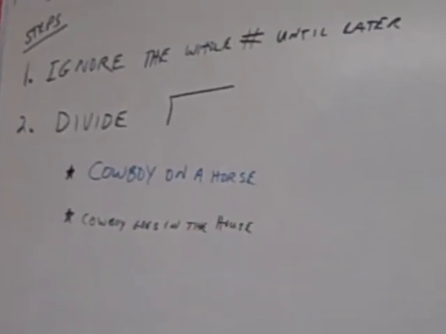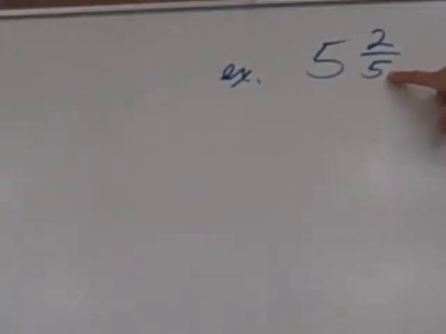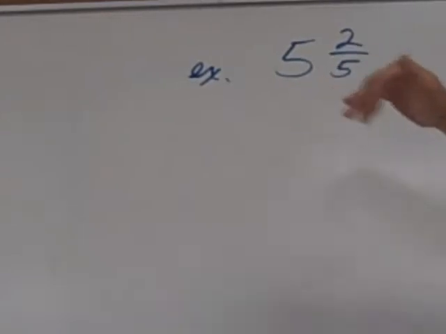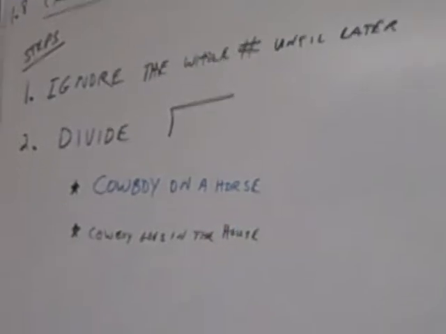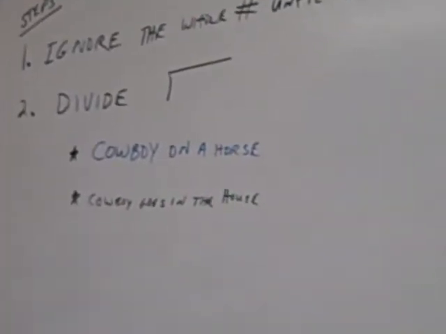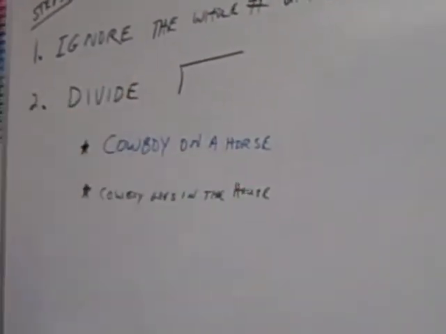The top number, the numerator, is the cowboy riding the horse, where the frac bar is the saddle. You get it now? Cowboy on a horse. So the cowboy goes in the house. The horse does not go in the house. The horse goes in a barn. This is a house. It is the cowboy's house.